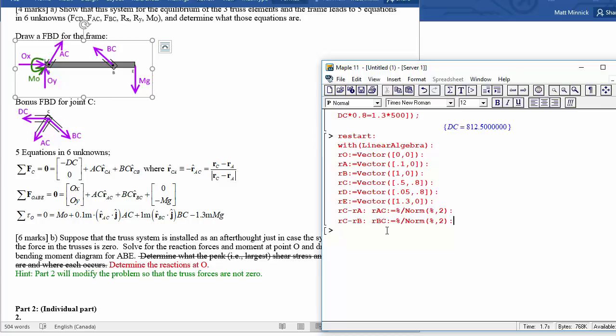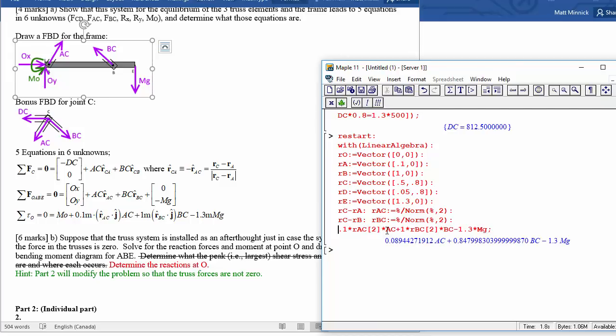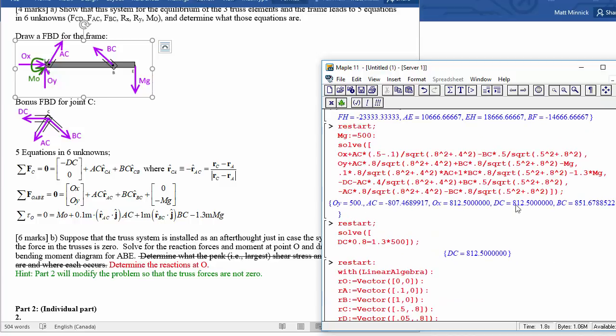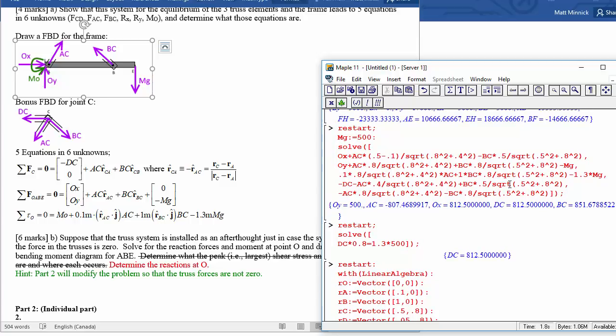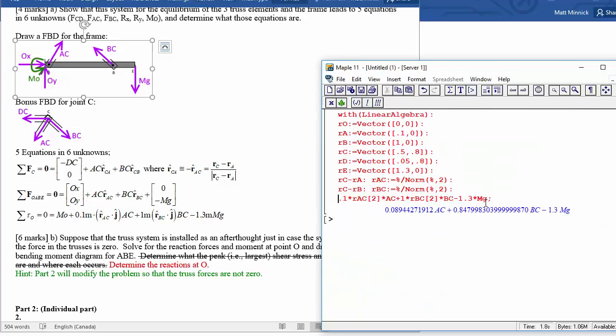So we've got 0.1 times RAC second component times AC plus 1 times RBC's second component times BC minus 1.3 times mg. Okay, and in the previous version of the problem, we could have written out that equation using this syntax instead. So there's a way that you could write out the torque equation using vectors a little bit more concisely.